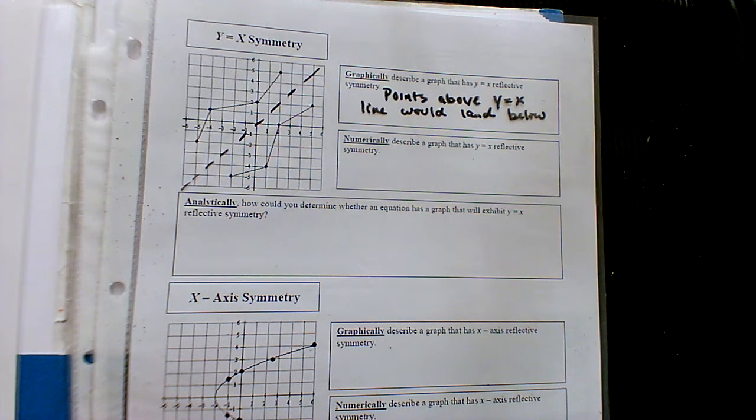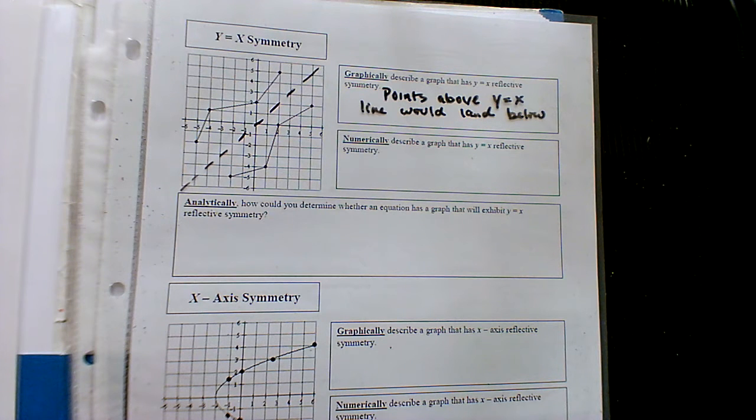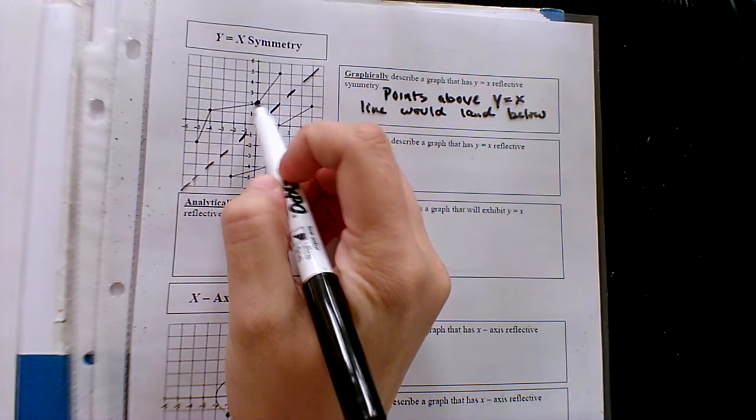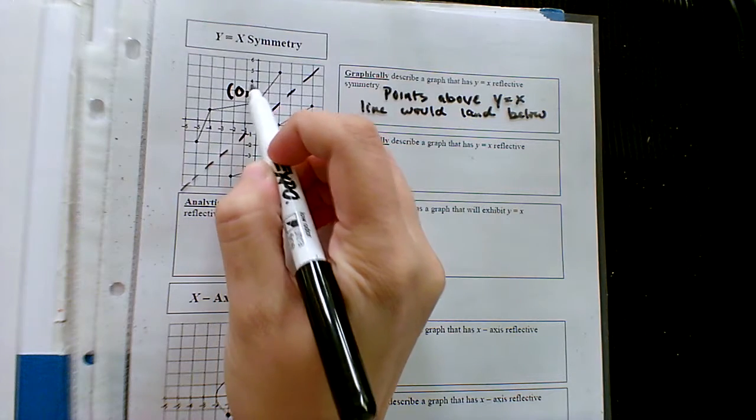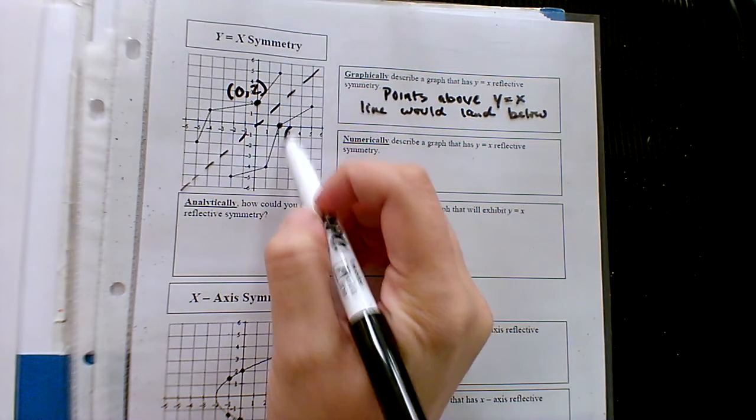What about numerically? You see it? Yeah. I don't know how to describe it, but basically it'd be like 0, 2 becomes 2, 0, and vice versa, like the x and y kind of split. I think you just said it right there. The x's and y's are going to flip.